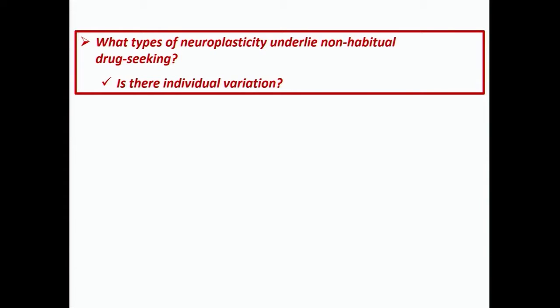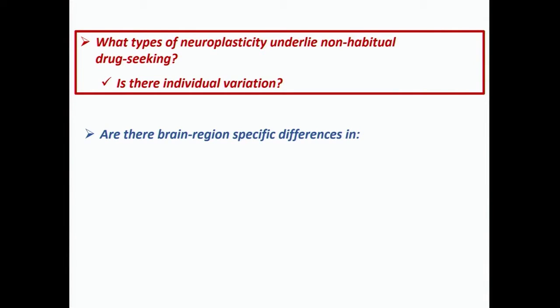Okay, so the question that I'm going to pose now is, what types of plasticity in these neurons occur after the non-habitual drug seeking? And the other question is, is there any variation across individuals? I don't really know much about the variation right now, but that's something we want to explore later on.